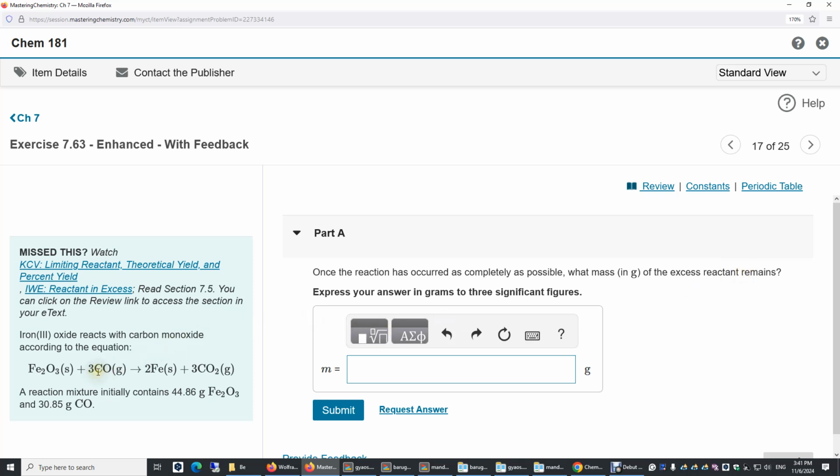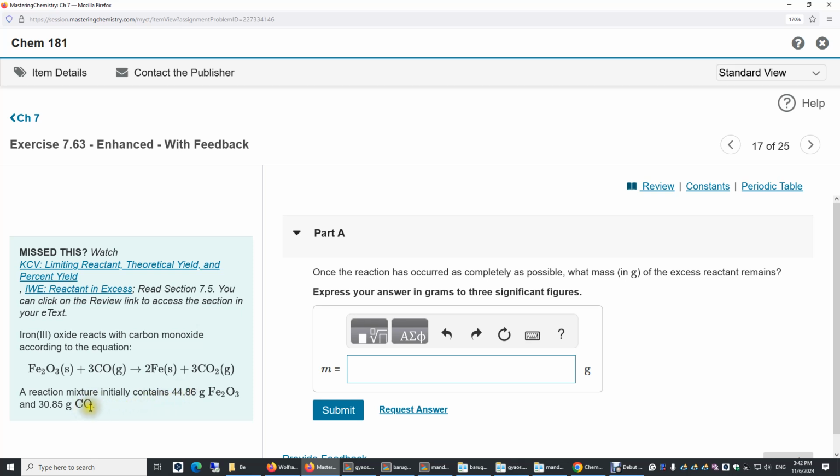So first step, we need to determine which reactant is the limiting reactant and which one is in excess. How do we do this? It's pretty simple. It's going to be 44.86 divided by the molar mass of iron oxide, and we get the number of moles of this reactant. And then we have 30.85 divided by the molar mass of CO. We get the number of moles of CO.